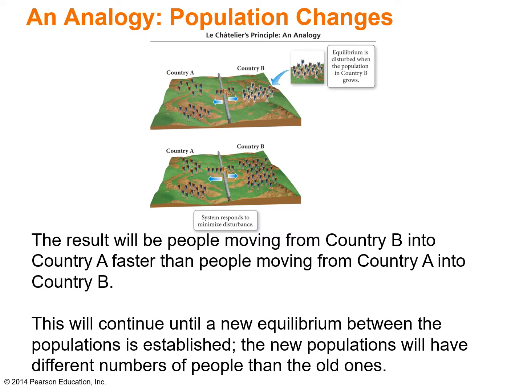The result will be people moving from country B into country A faster than people moving from country A into country B. So notice, we still have people moving from country A to country B. But since we have more people on this side, this rate is going to become greater for a short period of time until we reach equilibrium again. So if this was a chemical reaction, the reaction would be pushed in that direction.